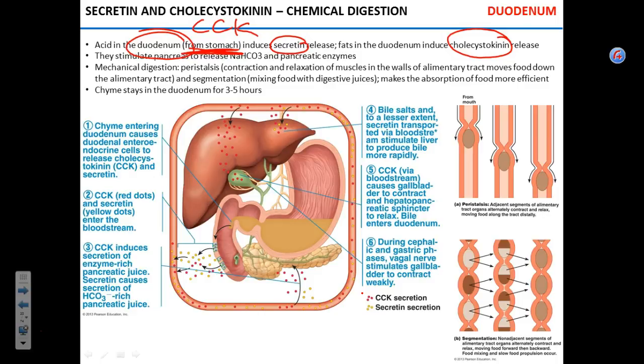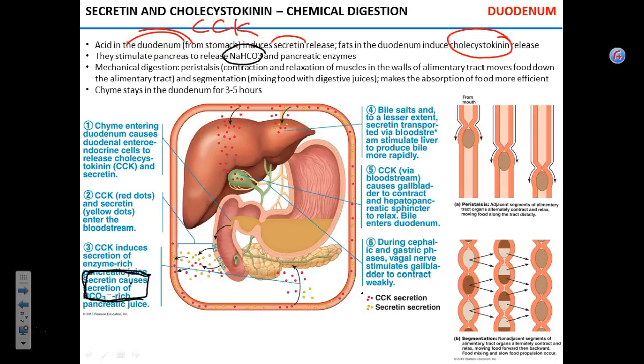Secretin stimulates pancreas to release bicarbonate. Sodium bicarbonate, it's like it's baking soda. Okay? That's base. Does that make sense? So secretin stimulates bicarbonate. I have this, oh yeah, there we go. Okay?